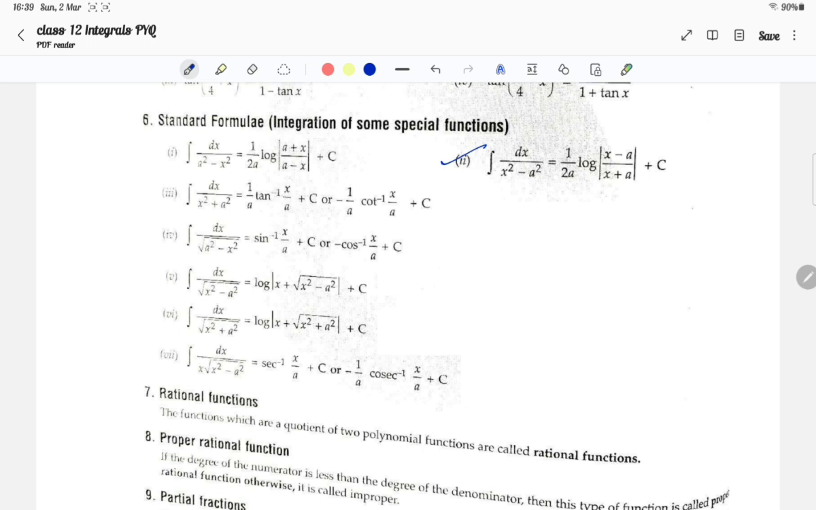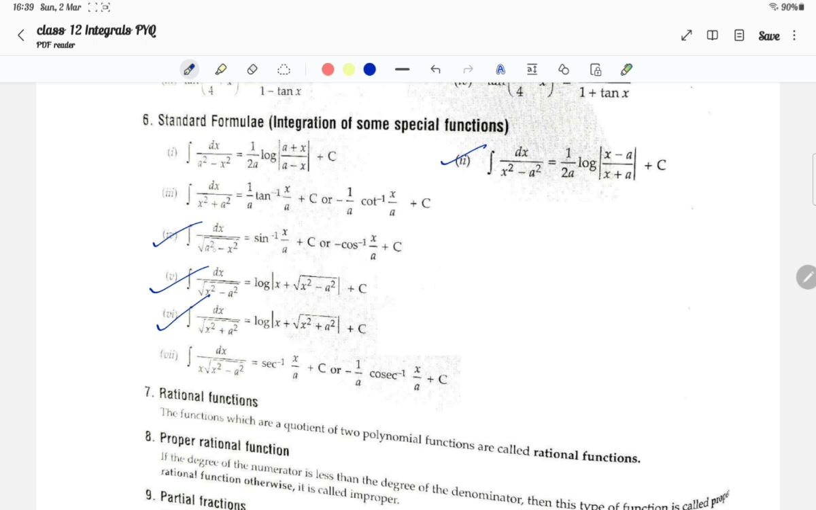Those formulas are coming every year. Okay. Third formula, in that case, okay, 1 by a tan inverse x by a, or you can say like this also. So mostly you will remember this formula, 1 by a tan inverse x by a, and with square root 3 formulas are there.